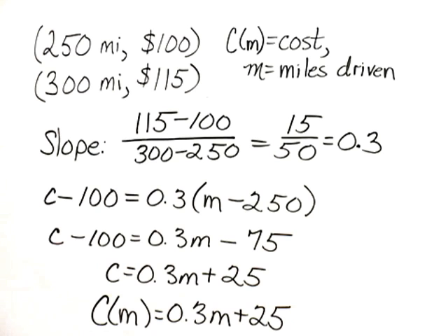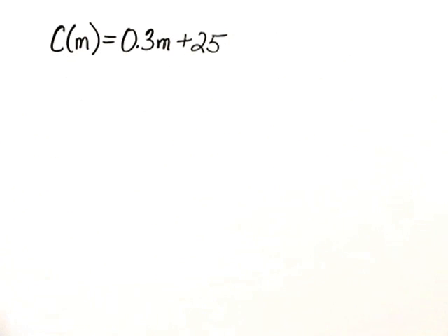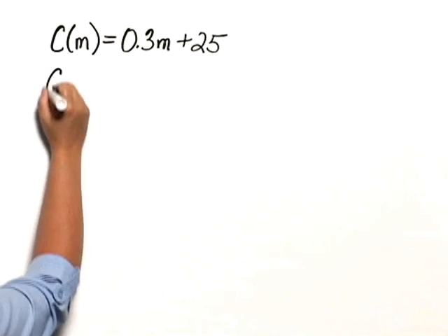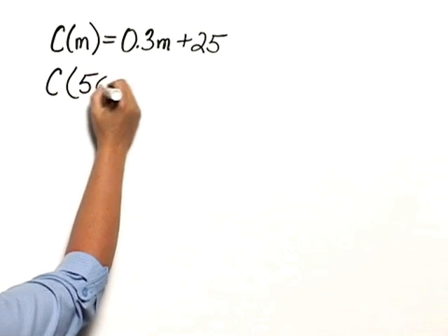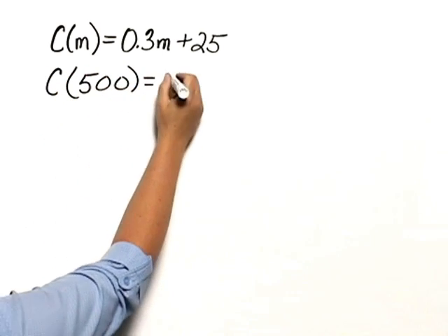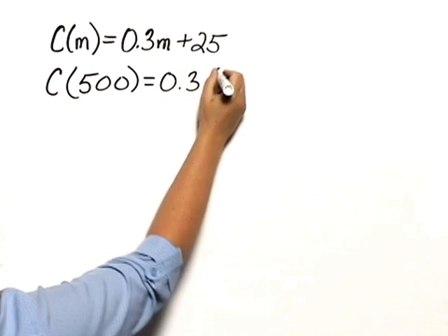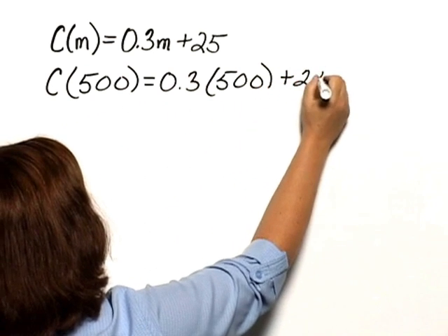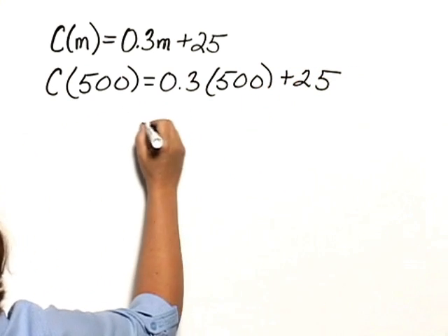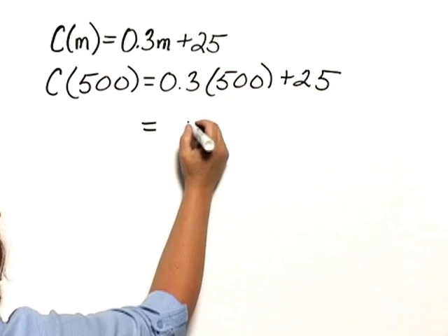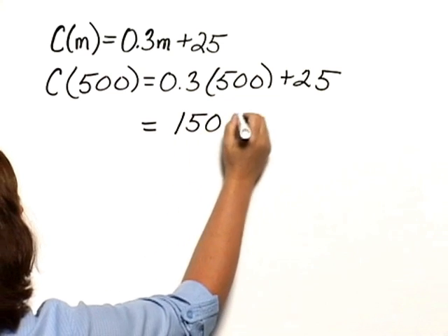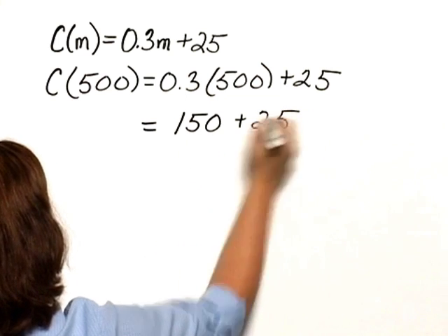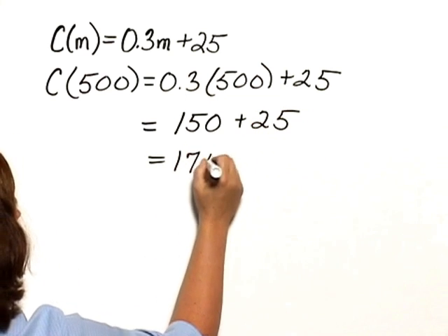Now let's use this linear function to find the cost if we drive 500 miles. That would be C(500) equals 0.3 times 500 plus 25. So that would be 0.3 times 500 is 150 plus 25, or 175.